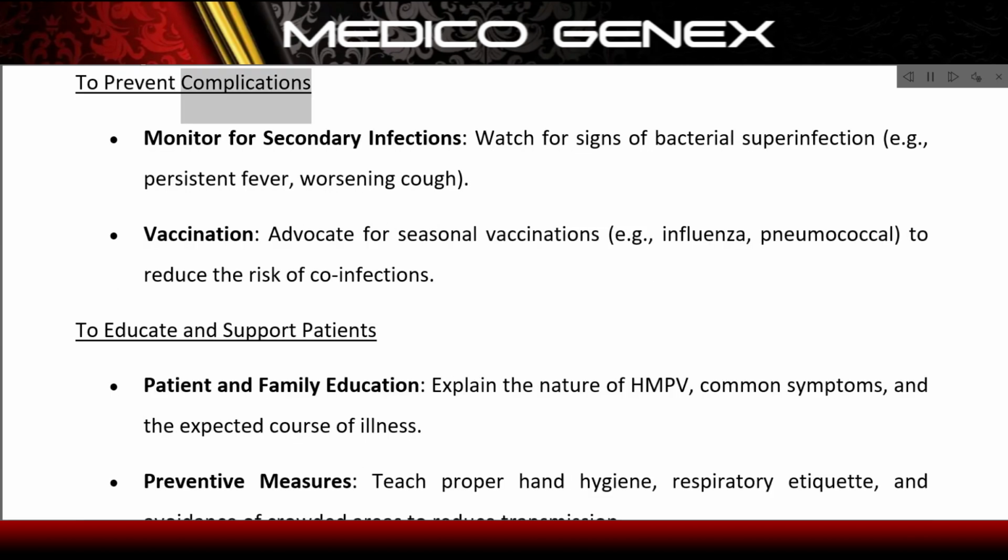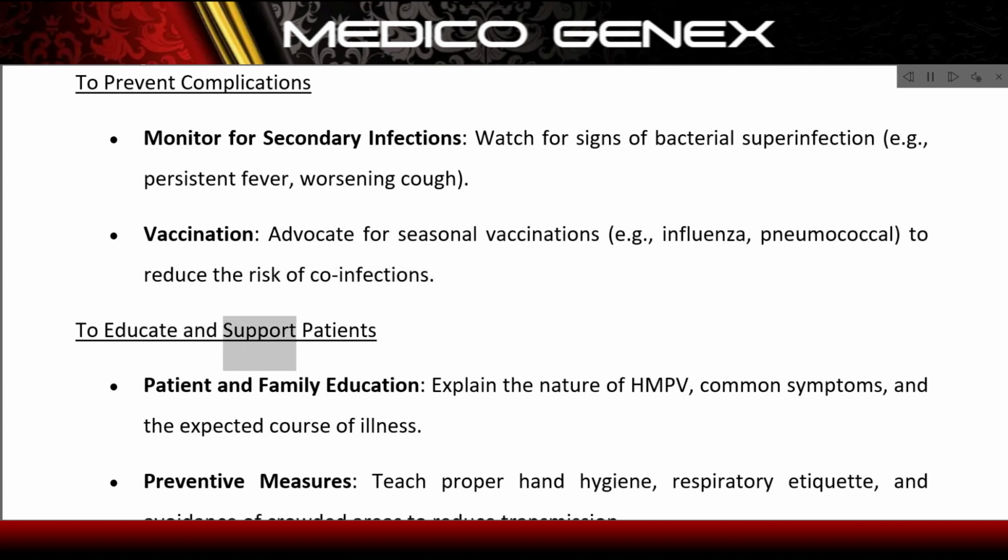To prevent complications. Monitor for secondary infections. Watch for signs of bacterial superinfection, for example persistent fever, worsening cough. Vaccination: advocate for seasonal vaccinations, for example influenza, pneumococcal, to reduce the risk of co-infections.